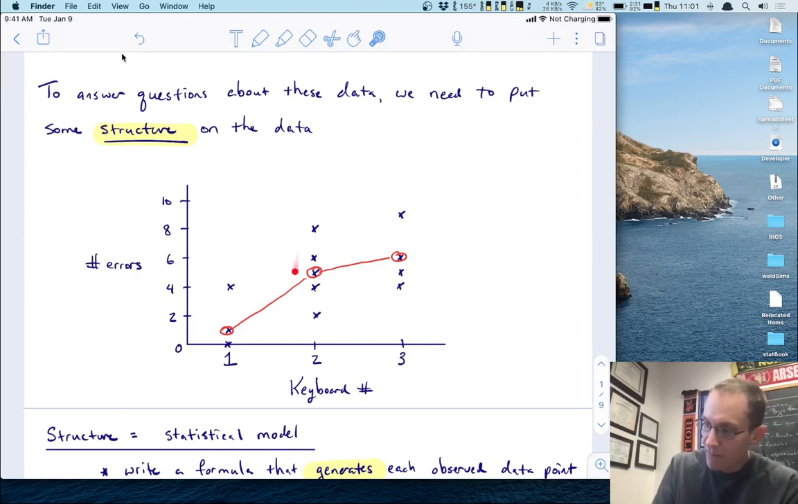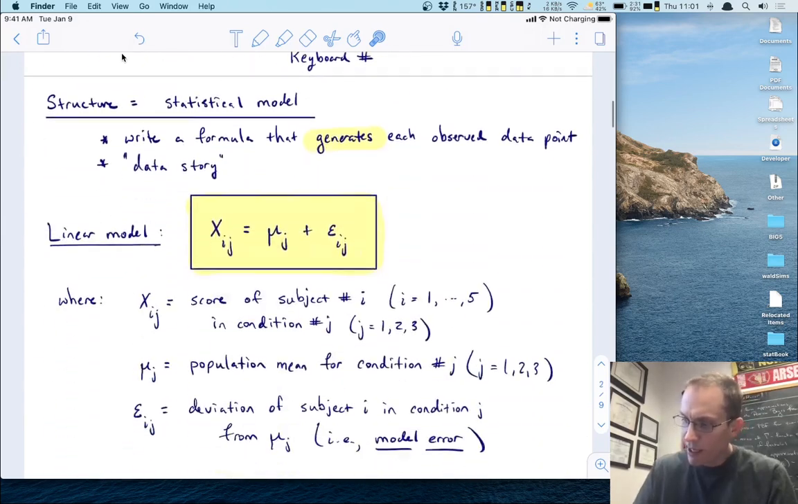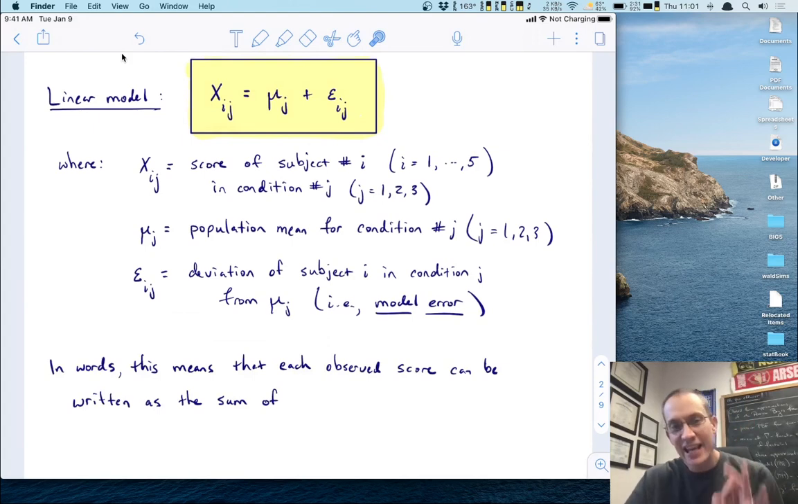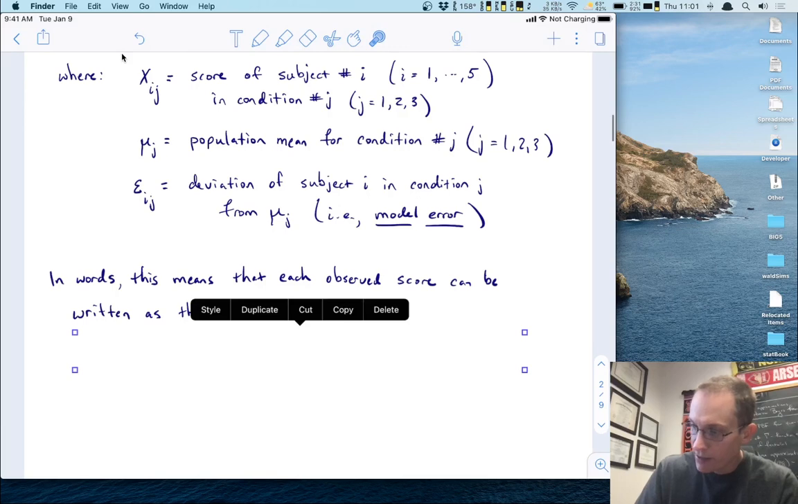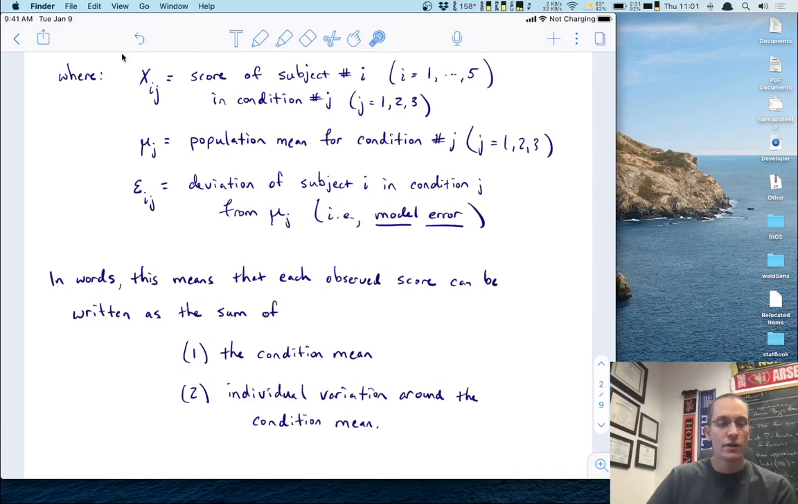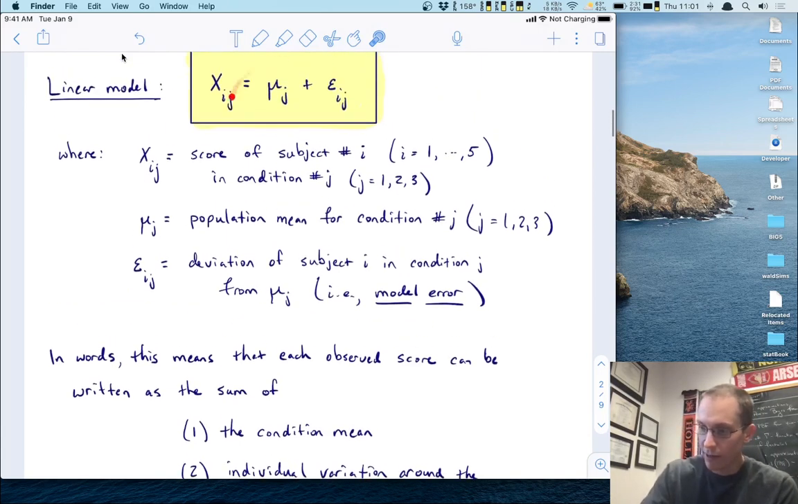Same thing over here. Each of these 5 data points can be thought of as the condition mean plus some specific subject-level variation. And then finally, same thing over here: condition mean plus this much, or this much, or this much. So really, all this is a formal mathematical way to say that we can write each observed score, each of the raw scores, as the sum of 2 things. 1, the condition mean, and 2, some individual variation around that condition mean. Okay, so those 2 things are right here.